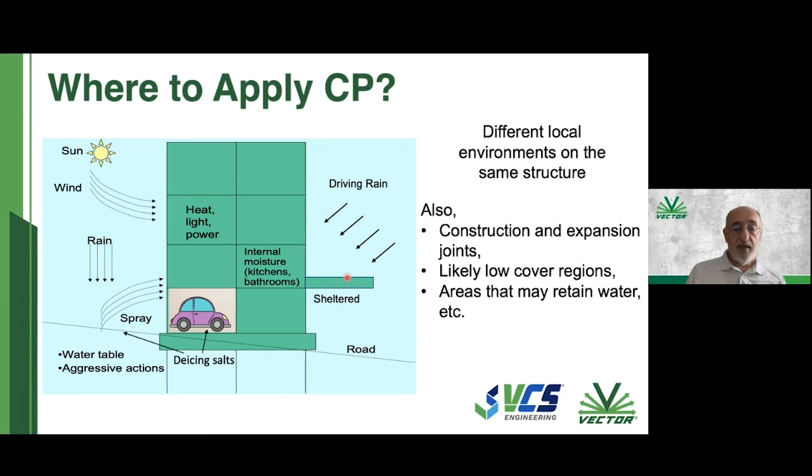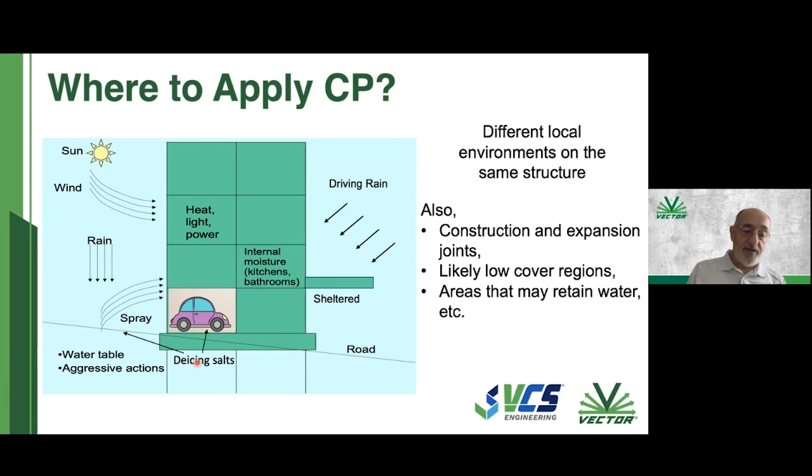Okay. But now, which part of your structure really do you need to protect? I wouldn't suggest that you protect the whole structure. There'll be a huge number of anodes, obviously. So you've got to choose depending on the environment. For example, it could be salt spray, it could be salt carried by cars in a parking lot, it could be driving rain, it could be aggressive environment in the soil underneath and so on.